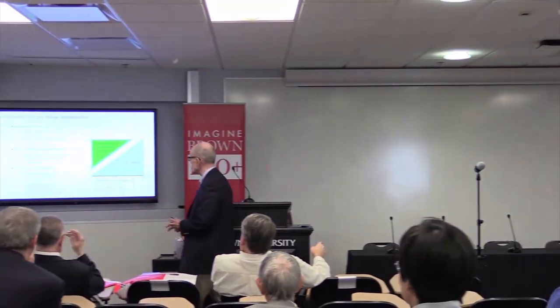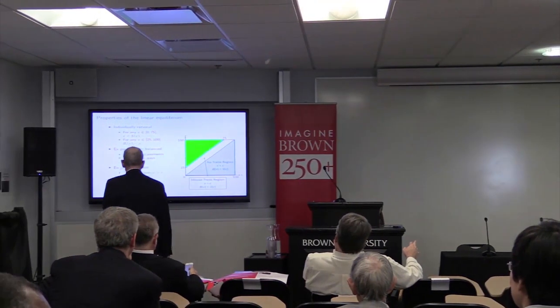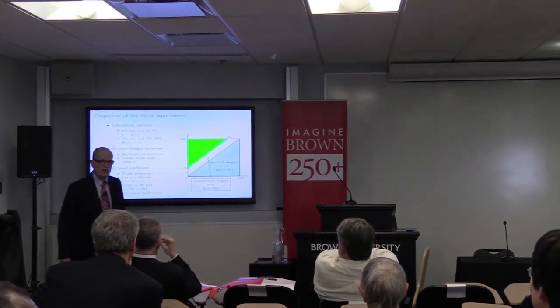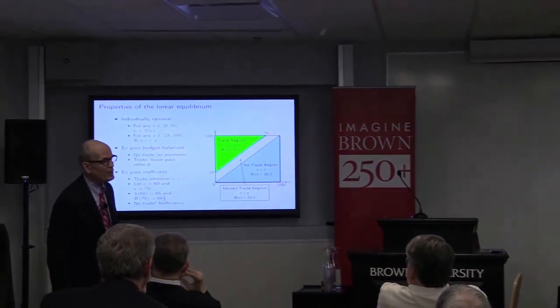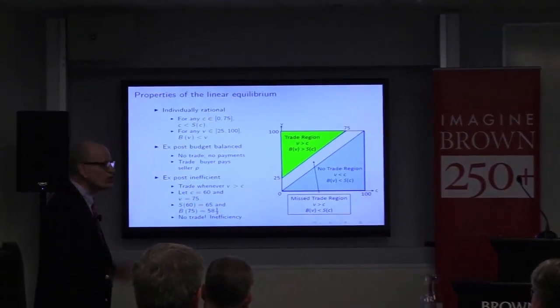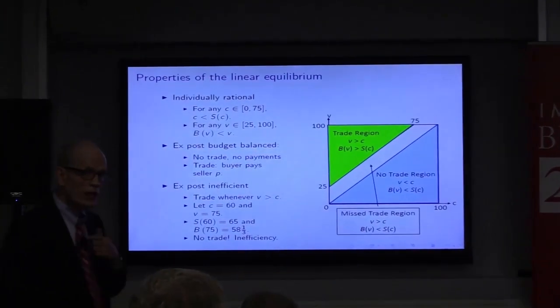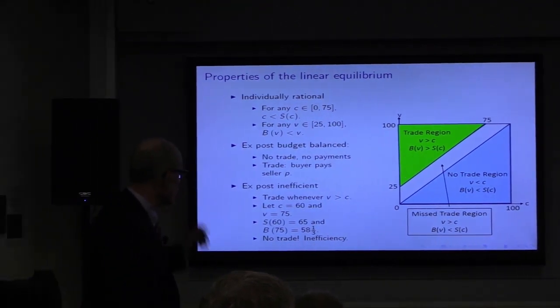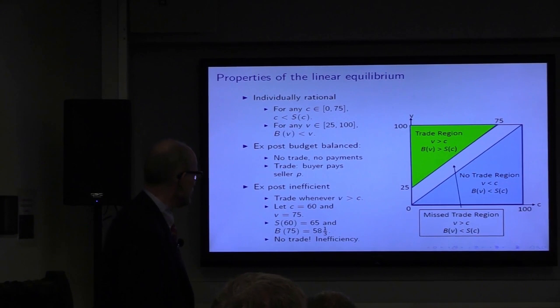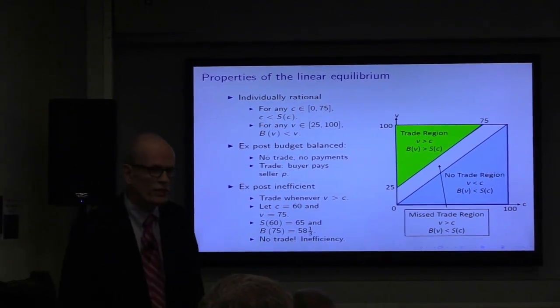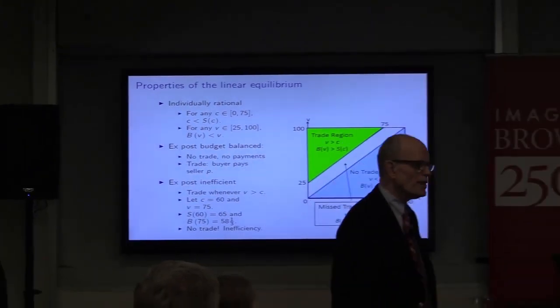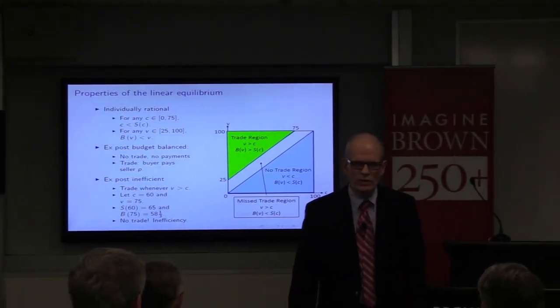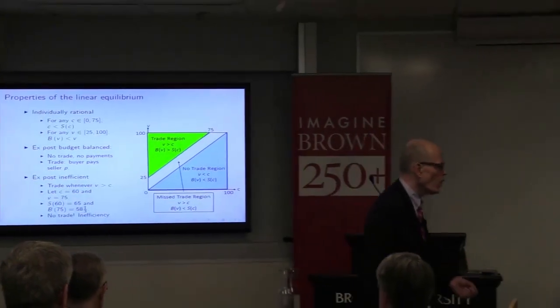And finally, the bad part is, this is ex post inefficient. We're supposed to trade whenever V is greater than C. That isn't what happens. Let's say C equals 60, my cost, and your V equals 75. Plug it into our formulas for the equilibrium. So I'm going to ask 65, and you're going to bid 58 and a third. No deal. But you should have had a deal. So it's inefficient. So we've got waste.